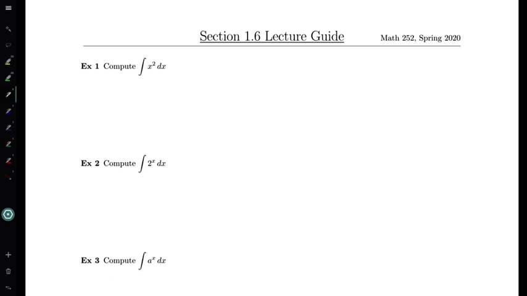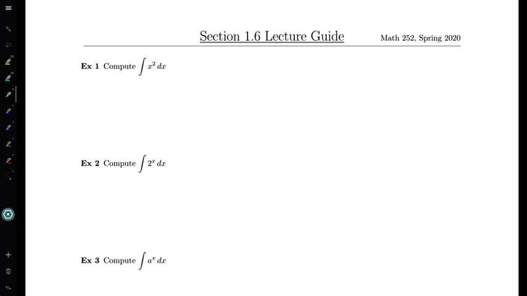All right, welcome to section 1.6. In this section, we're going to be focusing a little bit more on integrals involving exponentials and logs. There isn't going to be a lot of new content for us here. Instead, we're just going to get some practice with the methods, especially that of substitution, that we've learned so far in order to compute some integrals involving exponentials and logs.